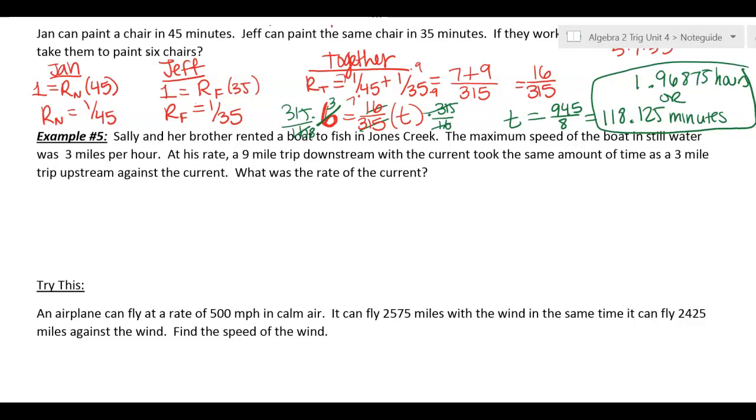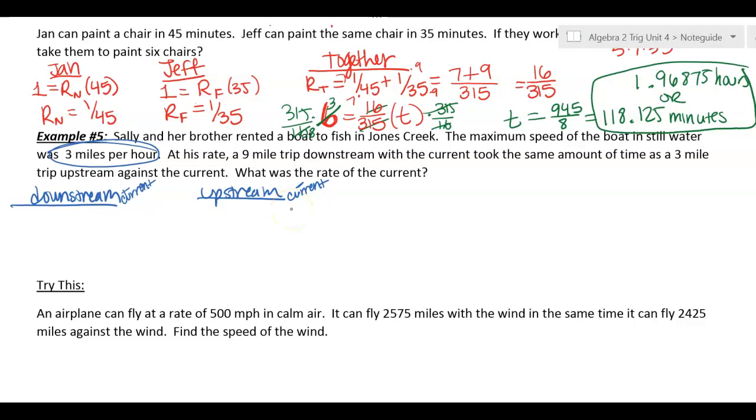So the two situations here are the downstream and the upstream. And the way that this is going to work is that their speeds are going to be different. The boat speed is constant, okay? The boat speed is 3 miles per hour. But when it's getting downstream, it is getting plus a push from the current. When you're going upstream, you're working against the current, so the current's slowing you down. So the rate for downstream will be the boat speed plus the extra push of the current, and the rate for upstream will be the boat's speed minus the strength of the current.